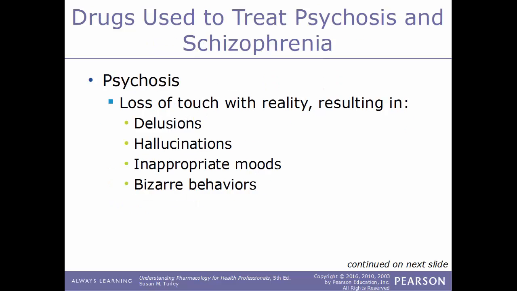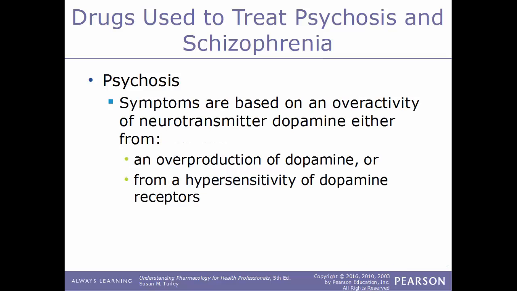Alright, now we'll talk about drugs that are used to treat psychosis and schizophrenia. First, we'll start with psychosis. This is having a loss of touch with reality, which results in having delusions, hallucinations, inappropriate moods, and general bizarre behavior. Now, the symptoms of psychosis are based on an overactivity of the neurotransmitter dopamine, either because dopamine is overproduced or there is a hypersensitivity of dopamine receptors.